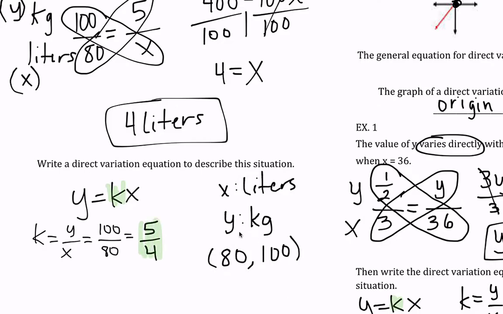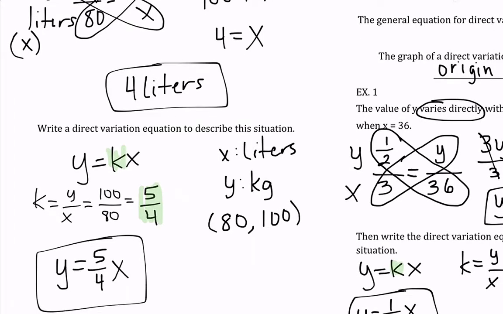Remember, to find K, you take a point. We know that 80 liters went with 100 kilograms. So we took the y, we divided it by the x. 100 divided by 80 simplifies to 5 over 4. So now we have what we need to write our equation. Y equals 5 over 4 x.